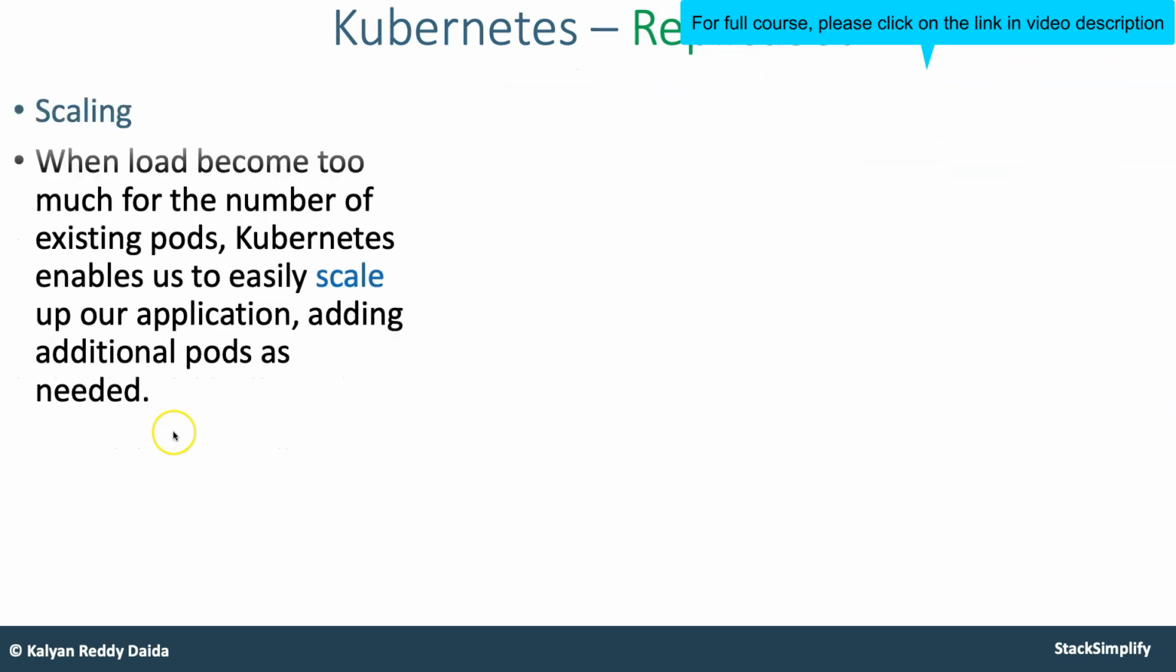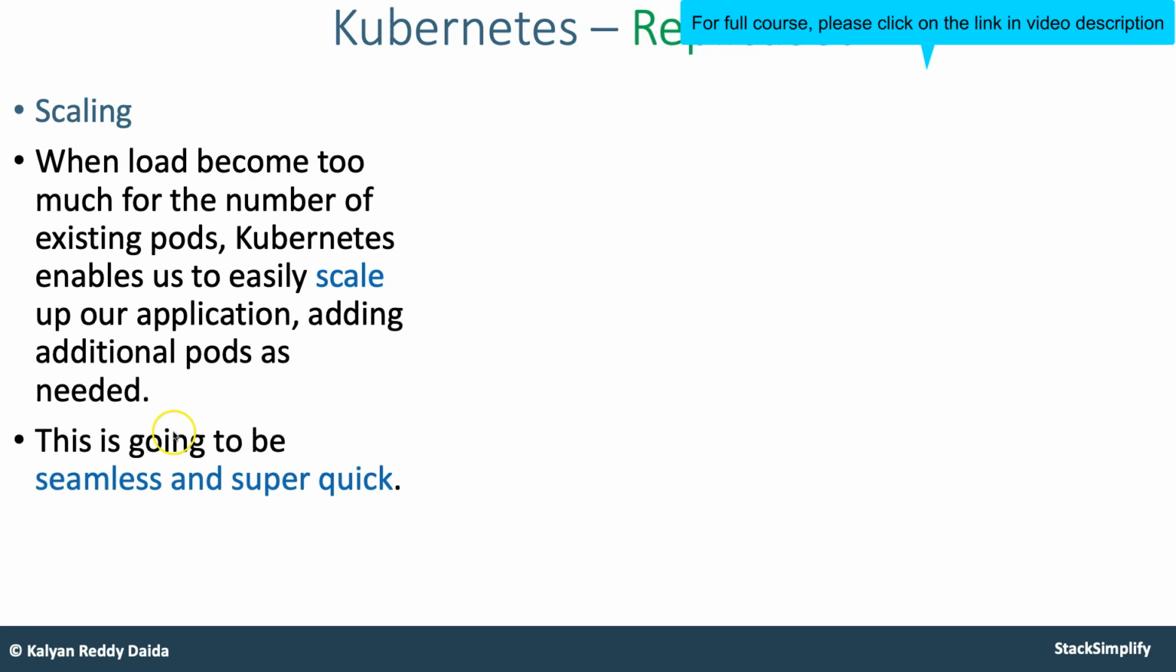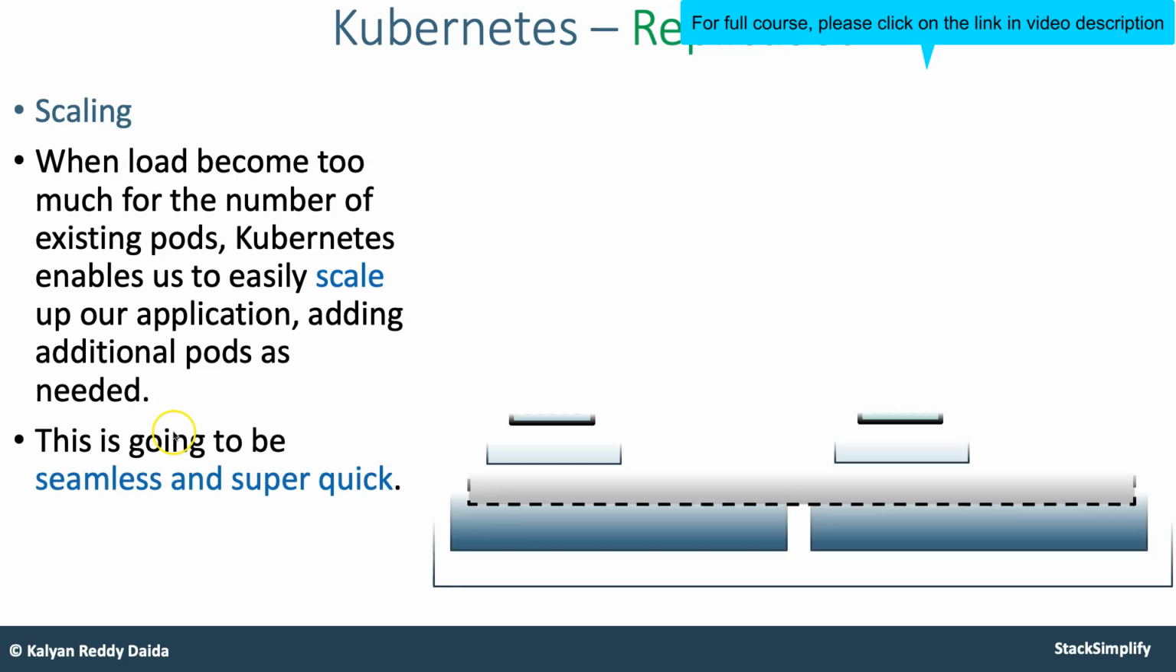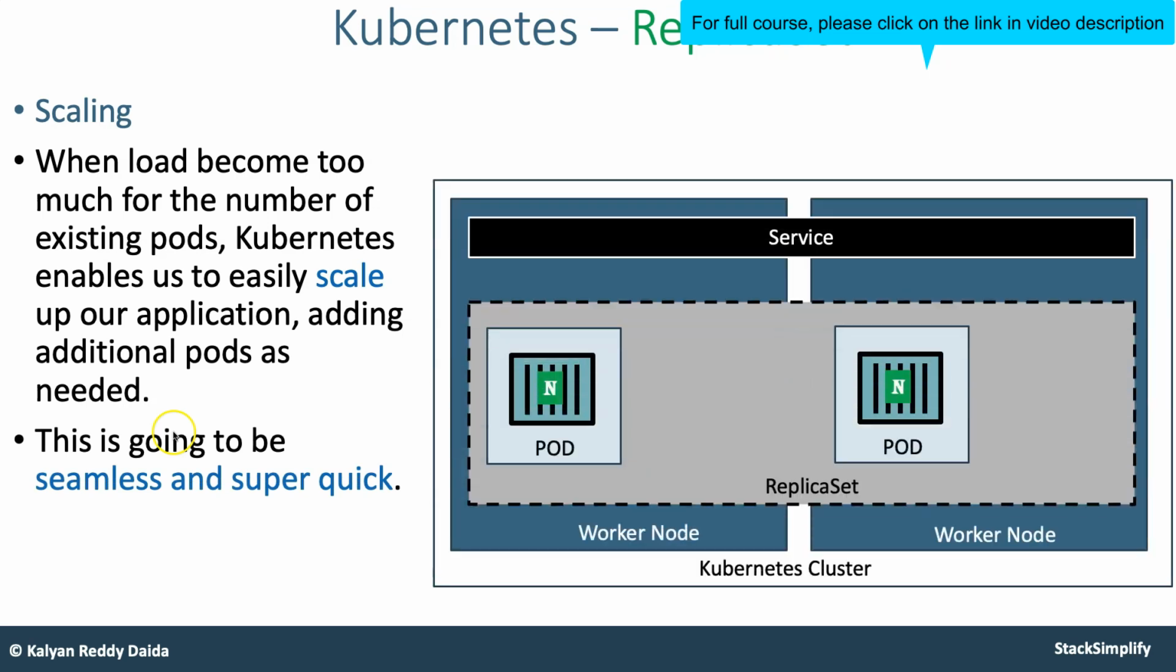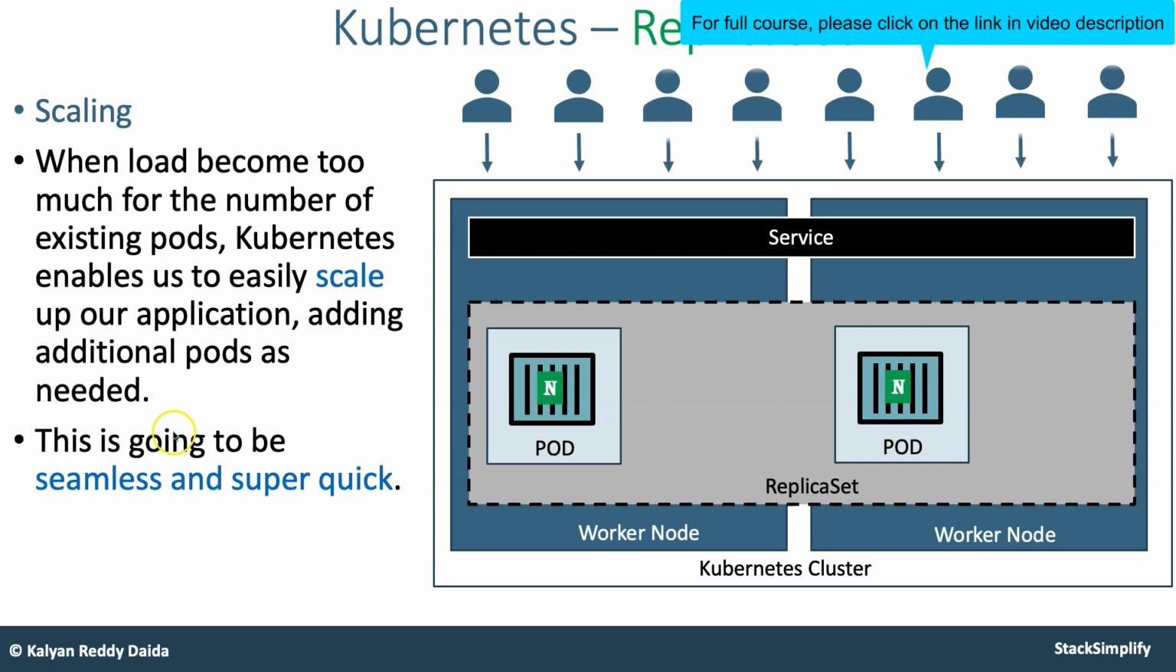And the next thing is scaling. When load becomes too much for our number of existing pods, Kubernetes enables us to easily scale up our applications, adding additional pods as needed. This is going to be seamless and super quick. Let's consider a Kubernetes cluster with two worker nodes, with one pod in each, and a service load balancing the traffic to them. And all of a sudden you have a spike in your traffic.